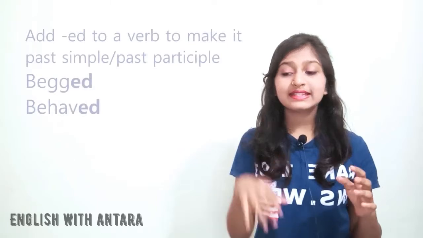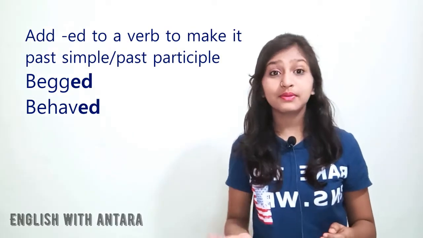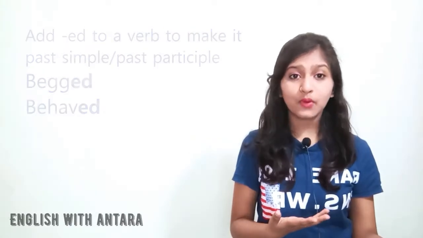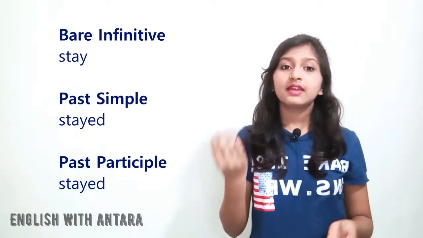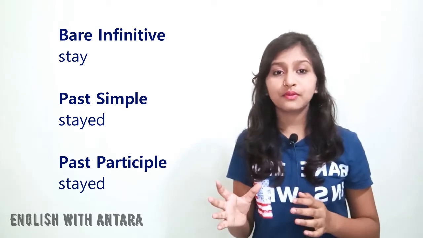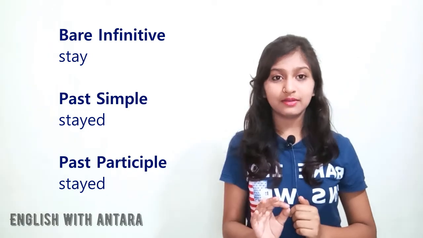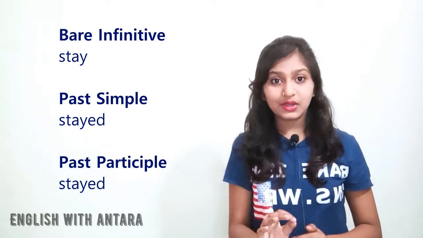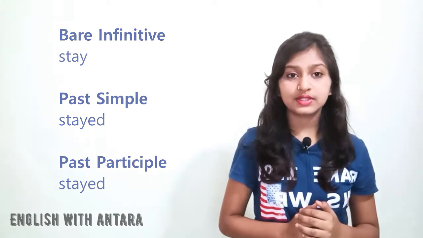Basically, when you add ed to a verb, it becomes the past simple as well as the past participle form. Let's take another example, stay. So the base form is stay. When we add ed to the verb, it becomes stayed, which is the past simple form and also the past participle. Such kind of verbs are regular verbs.